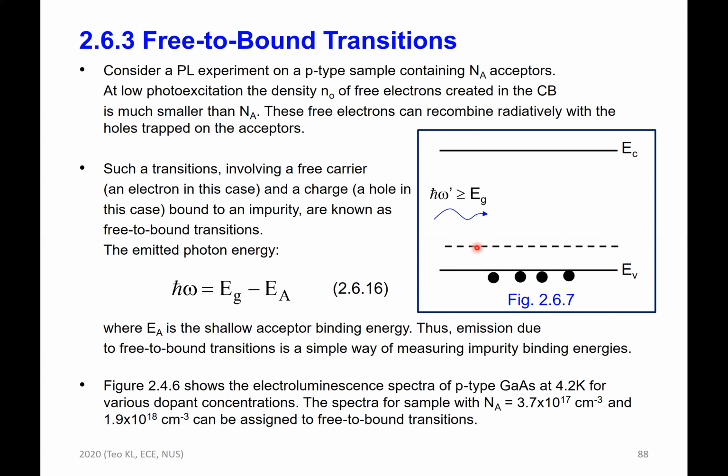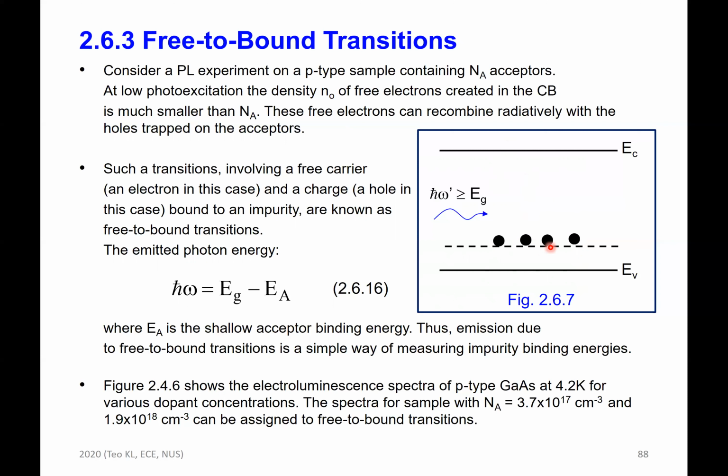So basically, there's a lot of acceptors down here, and you come in with a photon energy, you excite enough electrons, but much less than the acceptor concentration. So it goes up, and then the electron will recombine with the acceptor. So this is called free to bound transition. Free because of the free carrier, the electron in the conduction band, and the hole in this case is a charge that is bound to the impurity.